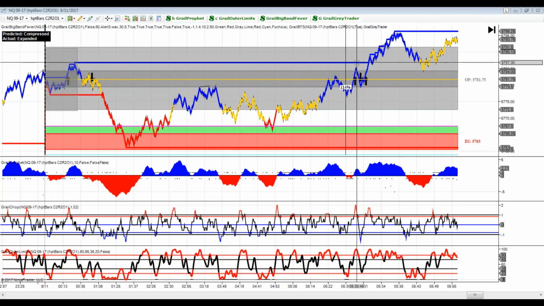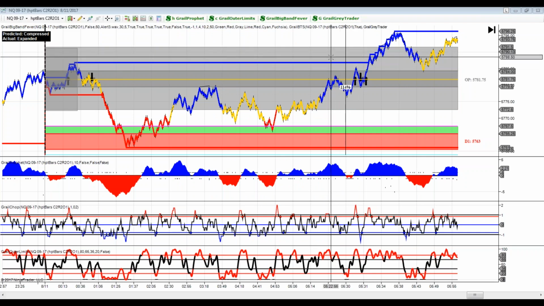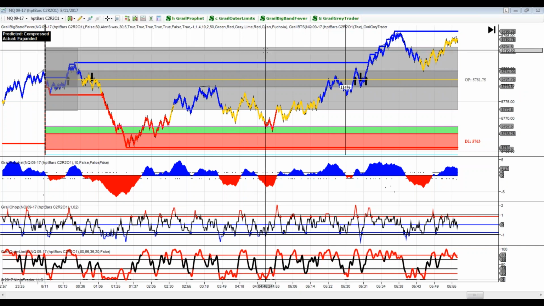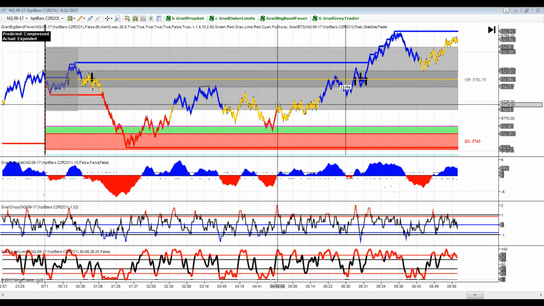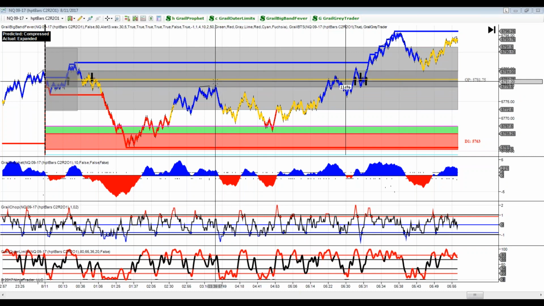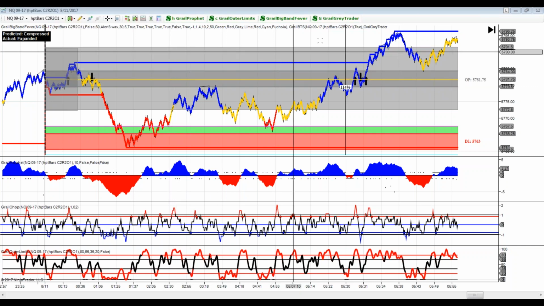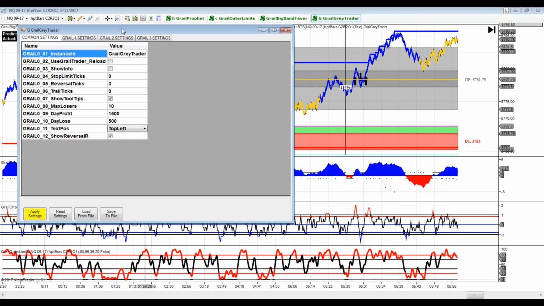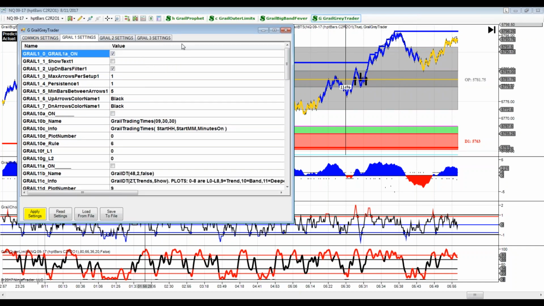All right, so this is the Grail Gray Trader. This particular trader was designed to trade the gray area on the big band indicator. That will also include the OP. So if you want to trade the OP using the Grail Gray Trader, you can, just like you could do in the Grail Big Band Trader. So you can also trade the OP levels if you want to do that. That's over in Grail 1. Okay.